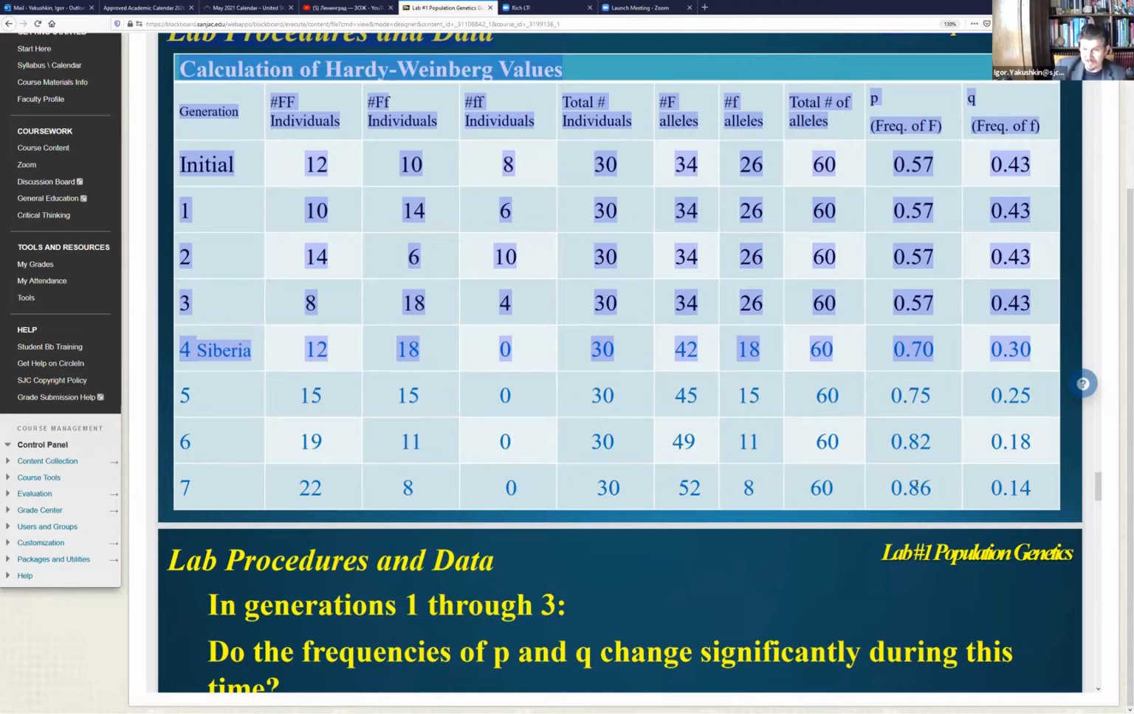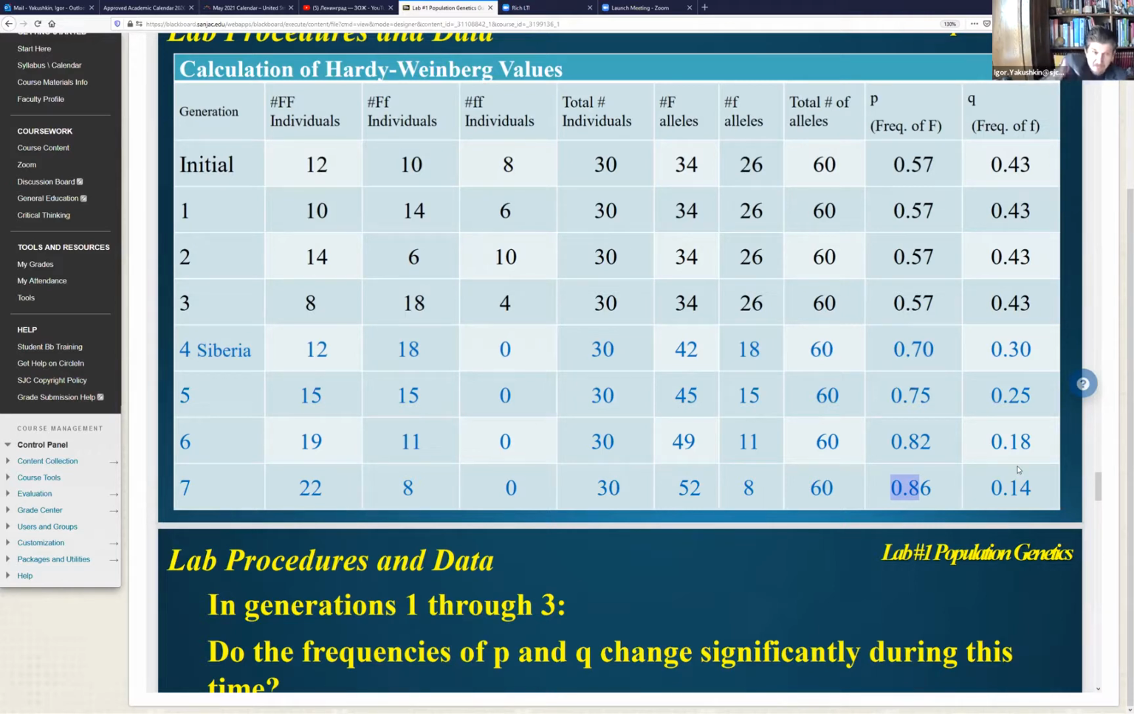We're supposed to have 57, we have 86 and 14, 57, 43. Definitely evolution's happening. And now we can say it's because the environment changed, because of the natural selection. Make sense? Hopefully it does.